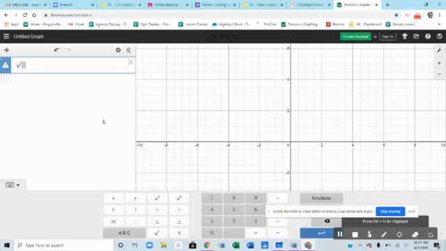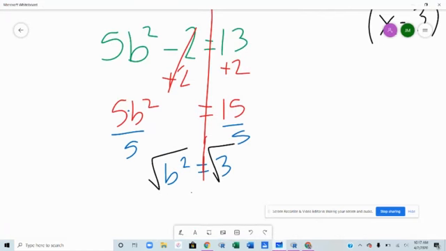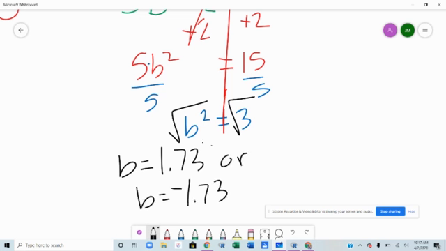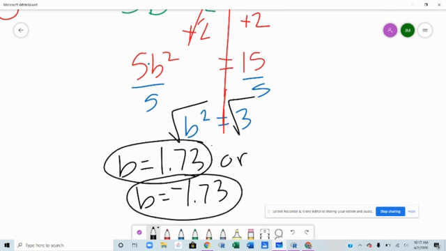So we come to Desmos, type in the square root of 3. We get 1.73. So that means b equals 1.73 or b equals negative 1.73. Two answers. Rounding it to hundredths, remember if you ever need to, 2 decimal places.